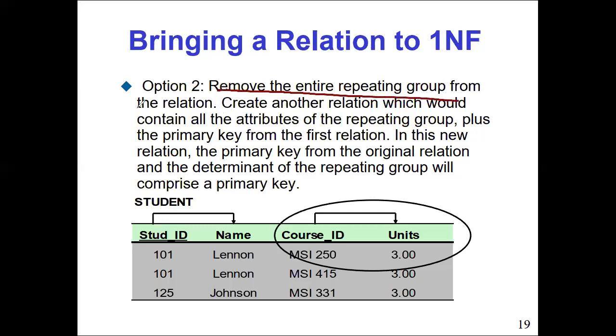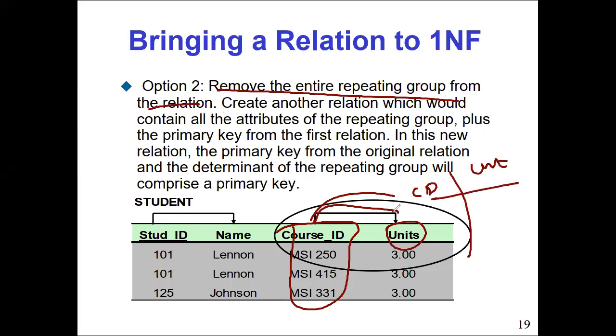Remove the entire repeating group from the relation. This is a repeating group, right? So I am going to remove this one right now. Course ID I removed. This is depending on this, so I need to remove unit also. Now the student is asking whether he can send the course ID to the other side. No, because the primary key of the first relation must be added here.